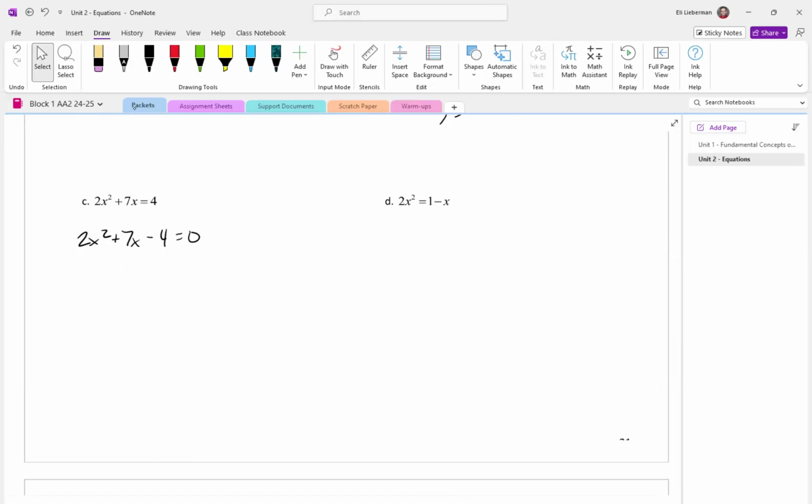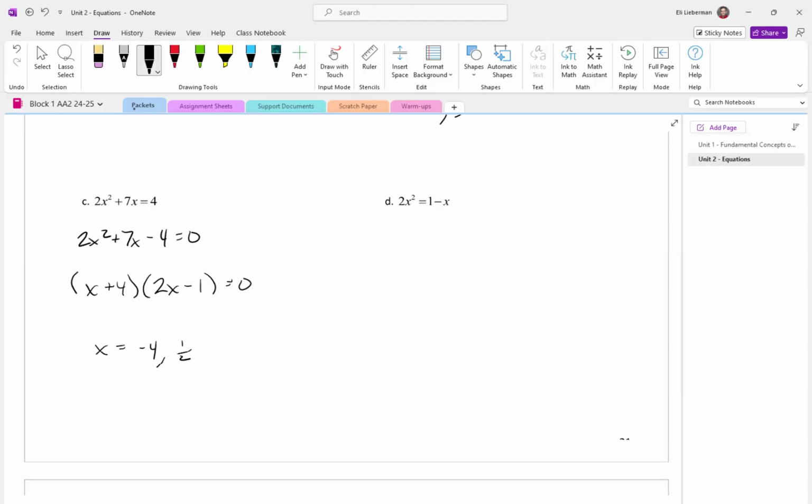Okay, Jojo, could you help us out with C, please? Walk through, please. You can factor it into the quantity x plus 4 times the quantity 2x minus 1 equals 0. So x can equal -4 or 1/2.